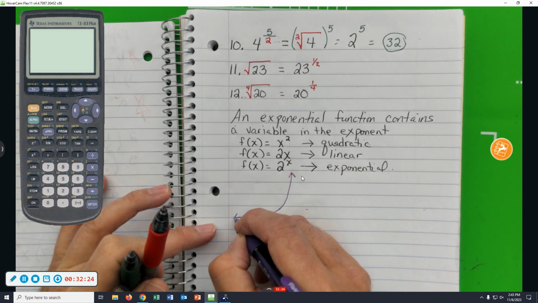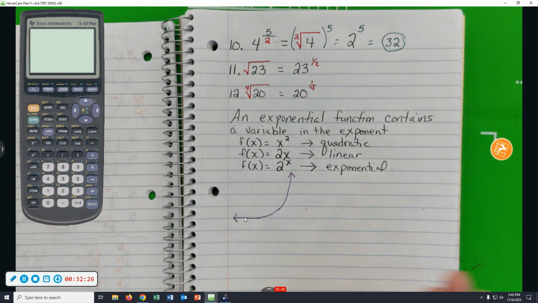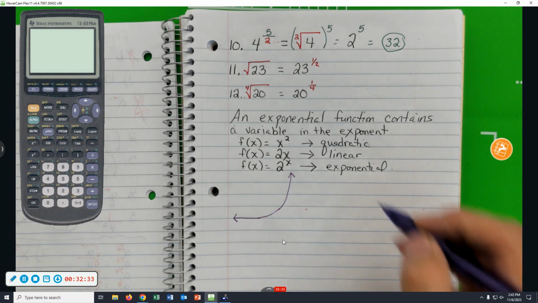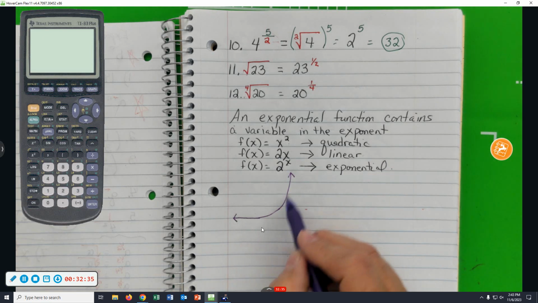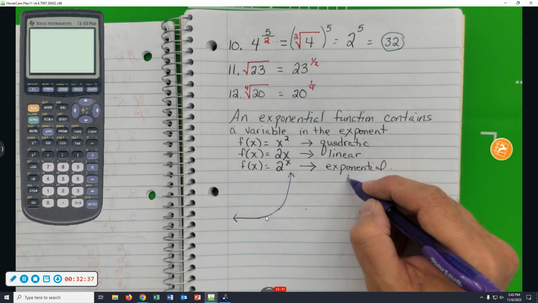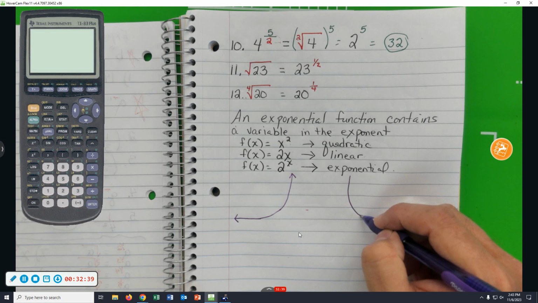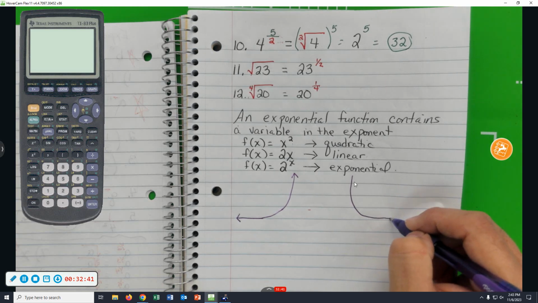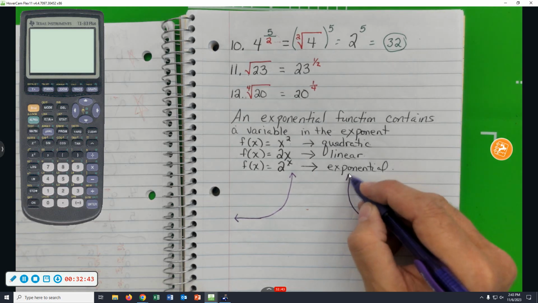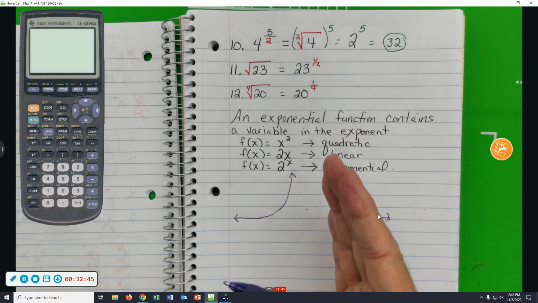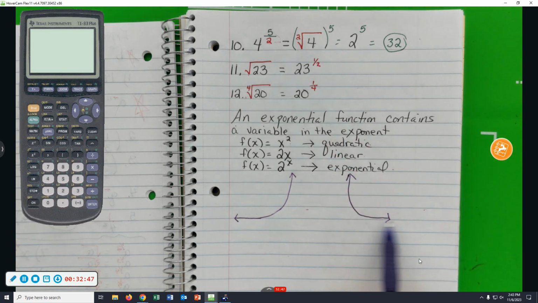You expect one side of the graph to be very flat, almost horizontal. The other side you expect to be real steep, almost vertical. So it could look like this, or it might be going downward. But one side has to be real steep, almost vertical. The other side, real flat, almost horizontal.